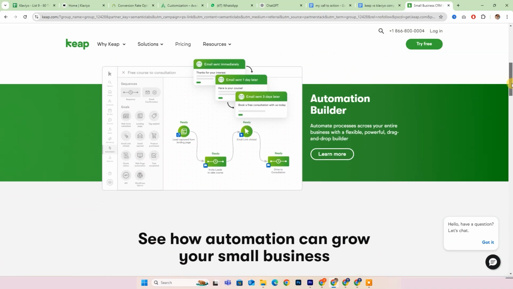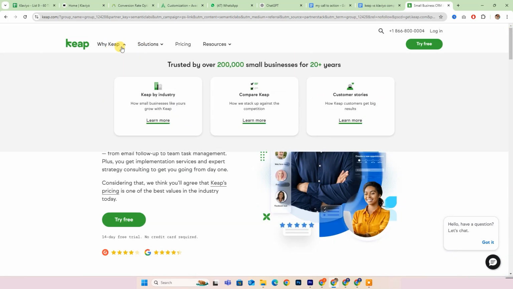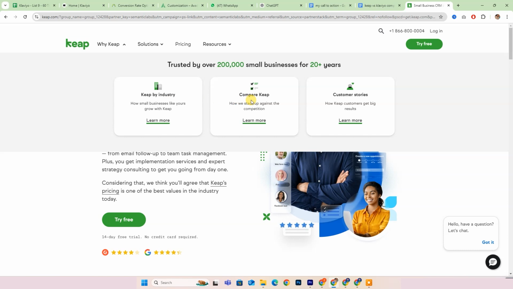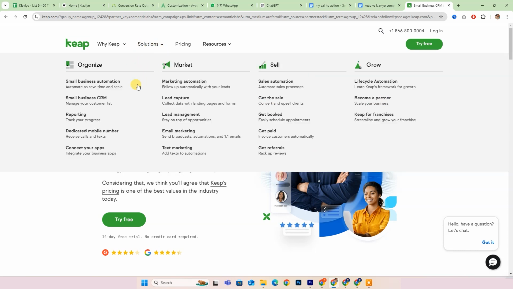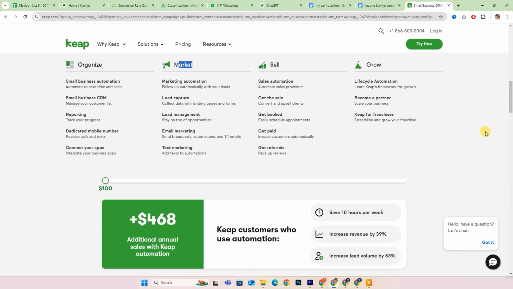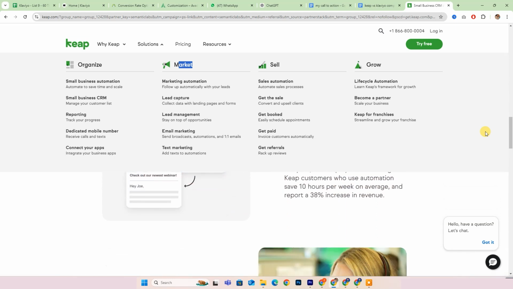Keap is a robust CRM and marketing automation platform specifically designed for small businesses in need of an all-in-one solution to streamline their operations. Its primary function is to help businesses manage their customer relationships, marketing efforts, and sales processes effectively. Key features of Keap include comprehensive contact management, which allows users to keep track of customer information and interactions, sales pipeline management, enabling businesses to monitor and optimize their sales processes, and marketing automation tools that facilitate email campaigns and the creation of landing pages. Additionally, Keap offers appointment scheduling features and e-commerce integration, making it a versatile choice for various business needs.